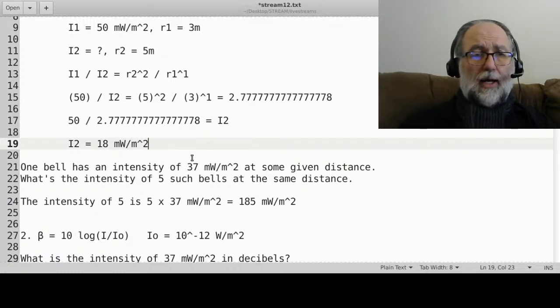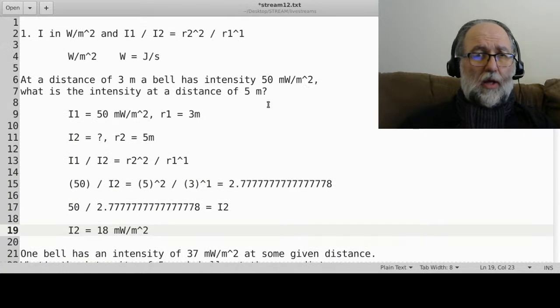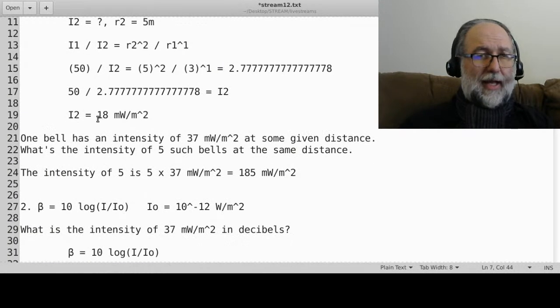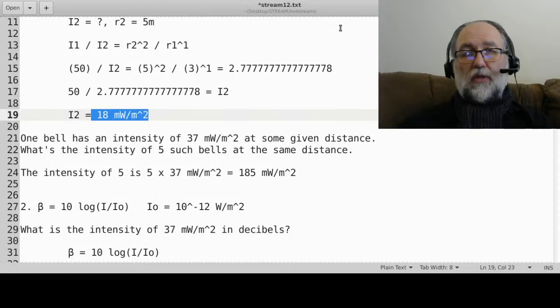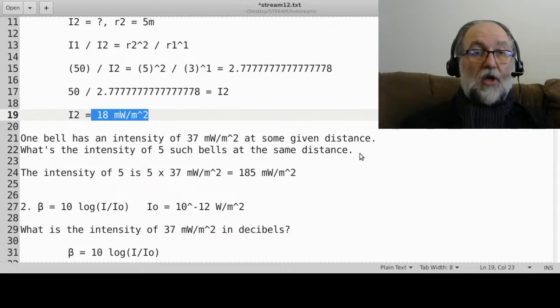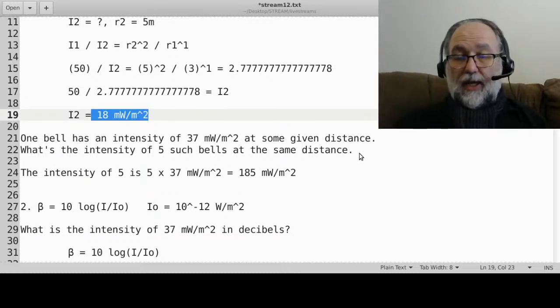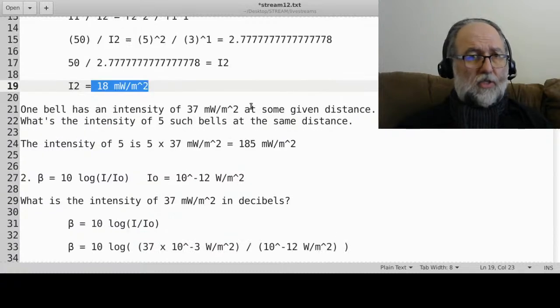And ask yourself, does that make sense? Well, if at 3 meters it's 50 milliwatts per meter squared, then at 5 meters it's got to be less, and it is. Okay, there we go, inverse r squared. Let me know if you want me to slow down, because I think some of the stuff is easy enough, and you'll probably figure it out from just my quick discussion of it.